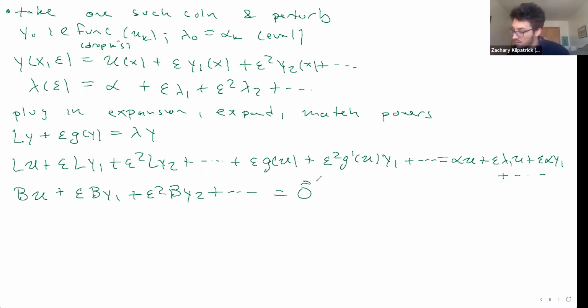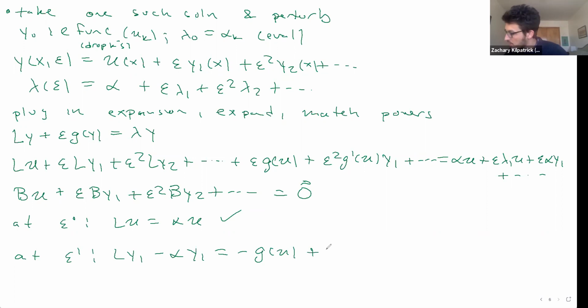So that's our fully expanded new perturbed eigenvalue problem. We want to pick off terms of each order, okay? So at epsilon to the 0, easy, we get Lu equals alpha u. We know that works because alpha and u are eigenvalue and eigenfunction of our unperturbed problem. Well, the action happens at epsilon to the 1. So Ly1 minus alpha y1 equals minus g of u plus lambda 1 u is our order epsilon to the 1 term.